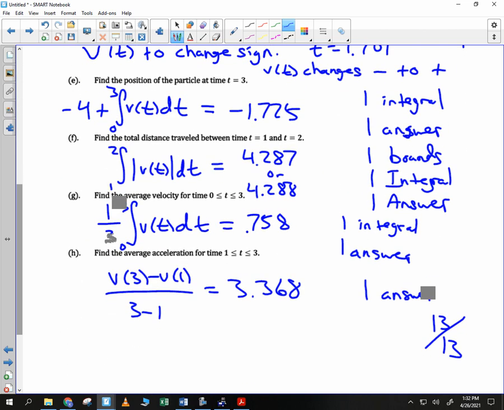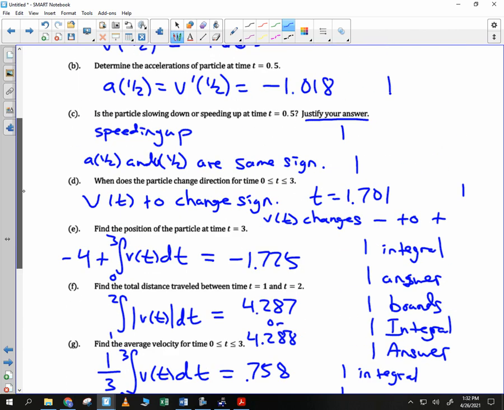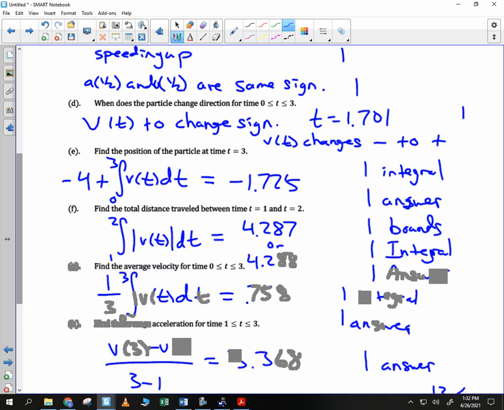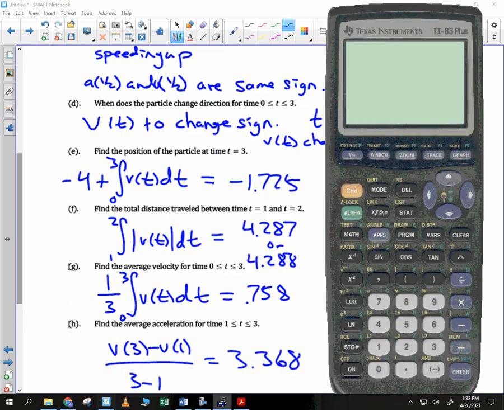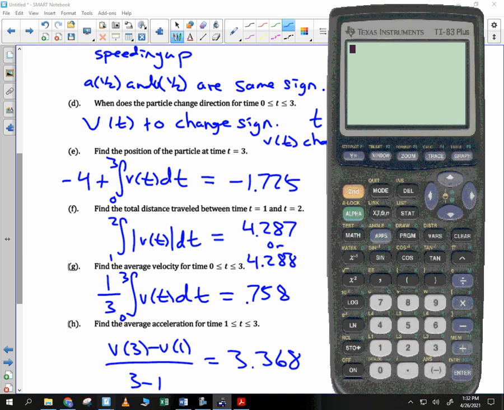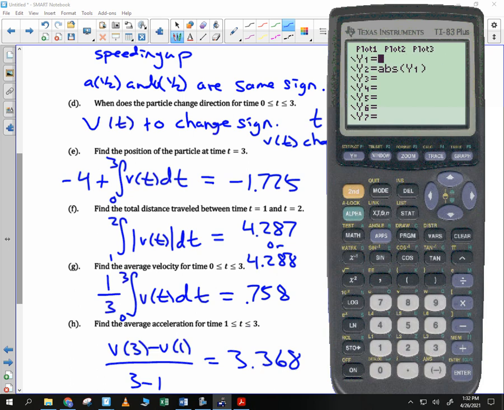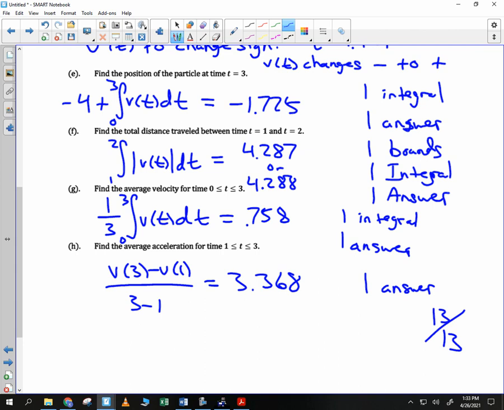Bounds on F should have been 1 to 2. Okay, thank you. Let's double check that. Did you put in absolute value? Okay. So I did this pretty quickly on my calculator yesterday, so I'm going to say that I made the mistake. Did anybody come up with 4.28? Anybody? Okay, so then we're going to say that that's wrong. And you came up with what? We'll go with 0.539 there.